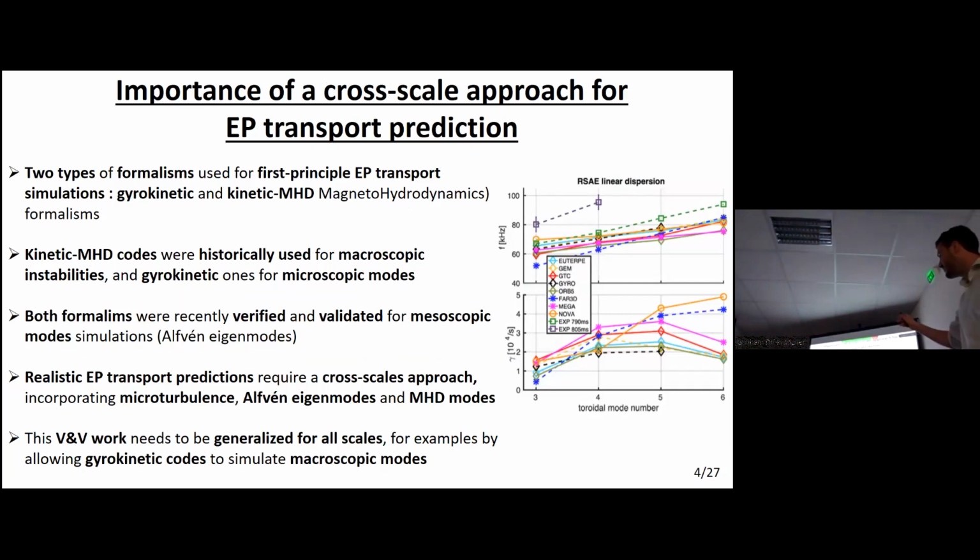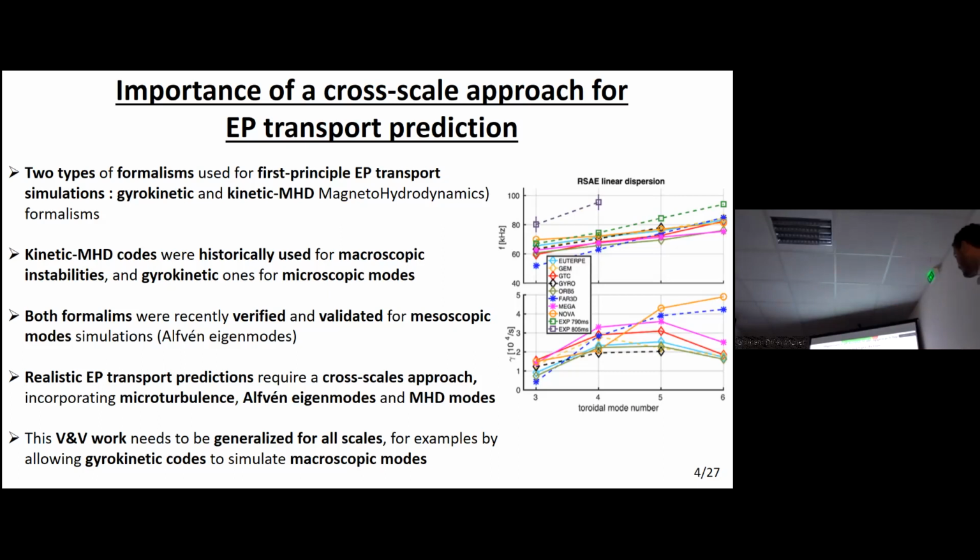Typically, the kinetic MHD codes were historically used to describe macroscopic fluid kinetic instabilities, while gyrokinetic ones were used for microscopic modes through the study of microturbulence. But in recent years, both those formalisms were used to verify and validate simulation for mesoscopic modes. Here you have an example of verification. A verification is basically a benchmark between different codes to ensure that all of those codes are able to simulate the instability accurately. And the validation is a comparison between simulation results and experimental measurements.